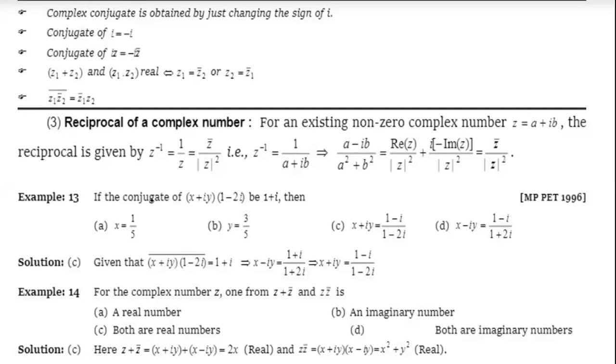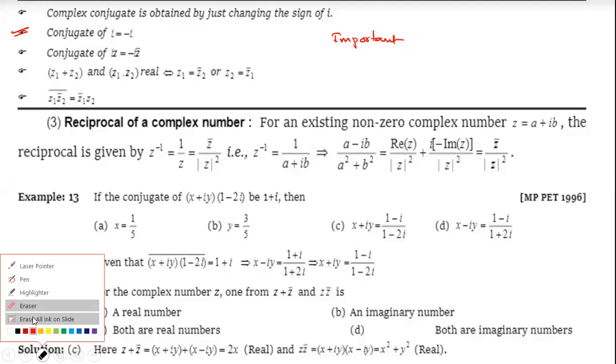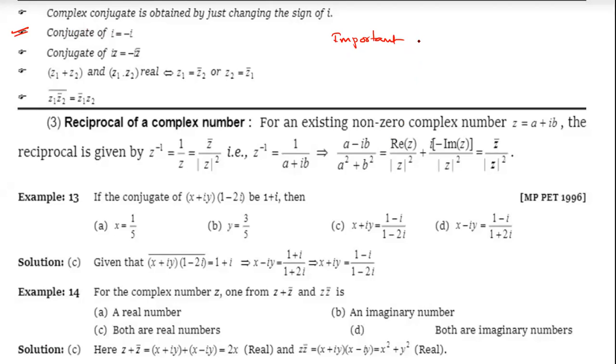Now see, these are the properties. Dear students, listen carefully. Conjugate of i. So these are the important tricks. Dear students, I'm writing, important. Now, conjugate of i is how much? Minus i. So what do we mean by conjugate here, students? Replace i by minus i.